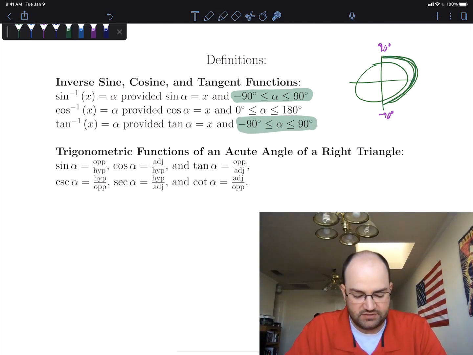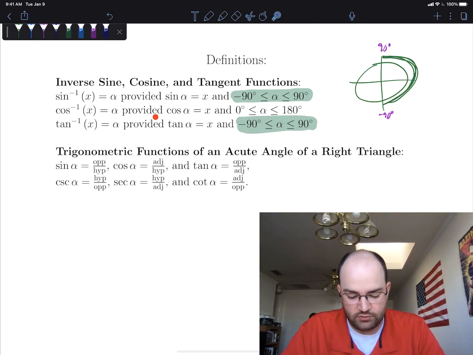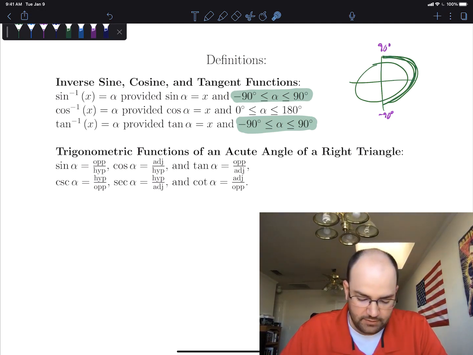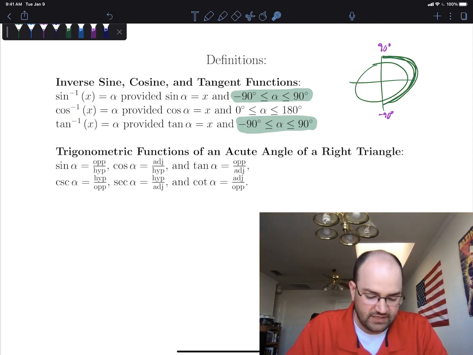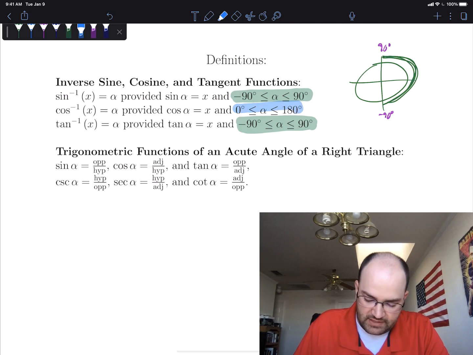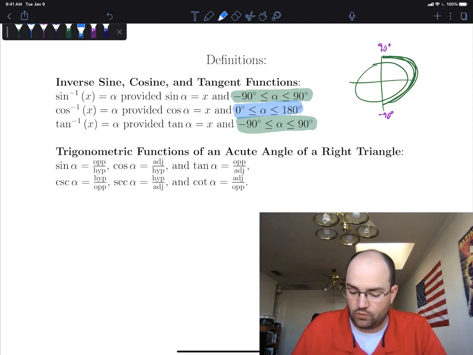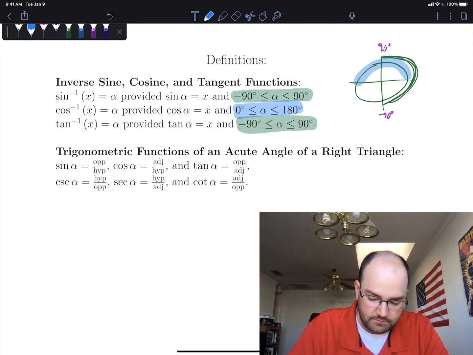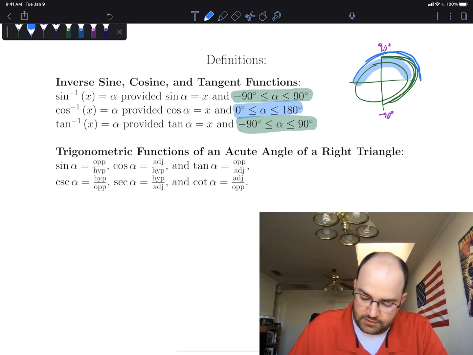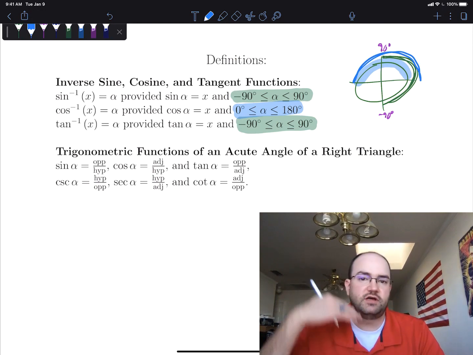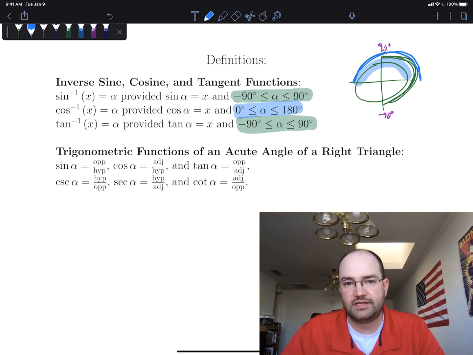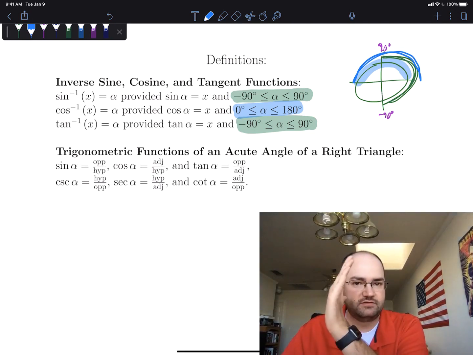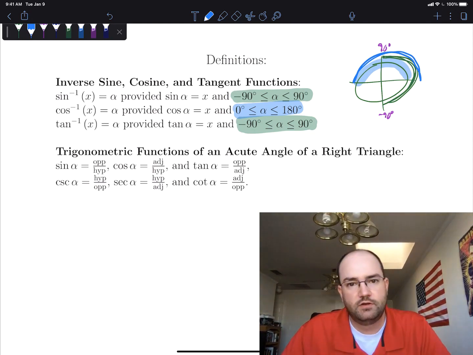So for the inverse tangent of x equals alpha, that's only provided that tangent of alpha equals x. And alpha is between -90 to 90. Now, inverse cosine, well, cosine is between 0 and 180. In other words, it's on the upper half. So it's up here. So it's the top two for cosine, or inverse cosine. For the inverse sine and tangent, it's on the right half.